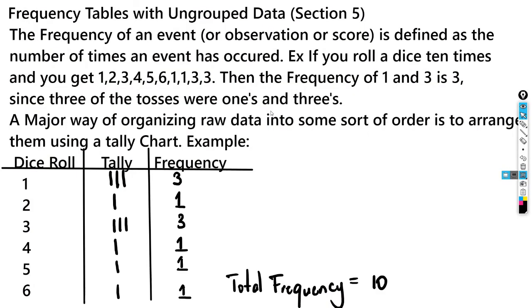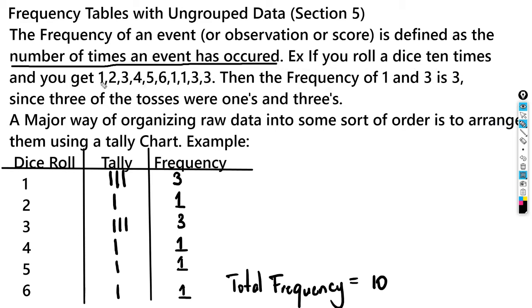Hey guys, what's up? So today we're going to be looking at frequency tables with ungrouped data. All right, guys, and this is really the meat of the matter when it comes to statistics, okay? So the frequency of an event or observation or score is defined as the number of times an event has occurred, right? That's the most important thing, guys, the number of times an event has occurred.